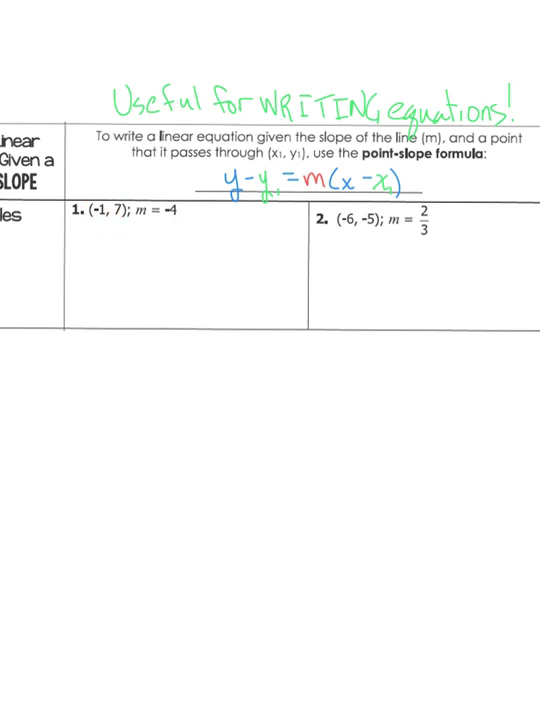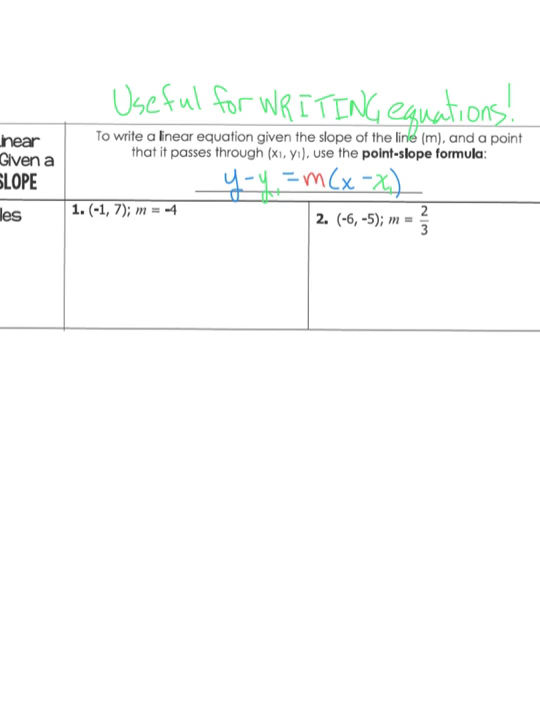So this point is going to be plugged into this green x sub 1, y sub 1, and this slope is going to be plugged into here. The plain x and the plain y are going to stay put. So I highly suggest that you rewrite the point-slope formula, but only write in what you're not going to substitute in.